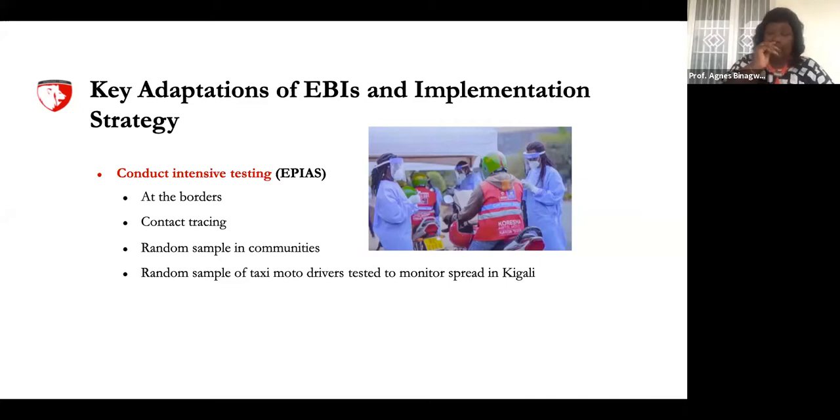Sampling in the communities is also done. If I'm traveling in Kigali, I can have a test proposed to me, randomly. And so my job was to show you that the EBIs are known, that the contextual factors have been studied, that the implementation strategies have been adapted to the contextual factors to implement at best the evidence-based intervention, and that using implementation science, we adapt day after day to the need and to the change. Thank you. Next one.